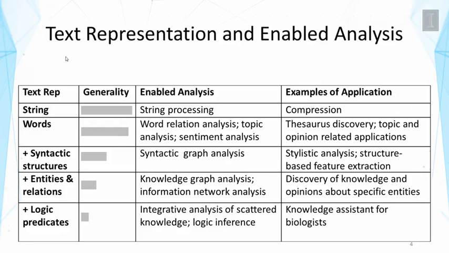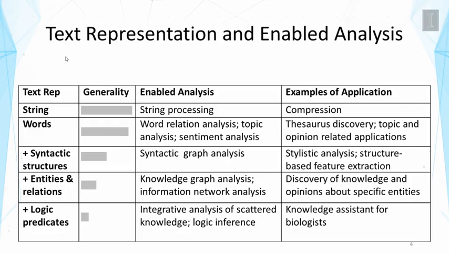So the first column shows the text representation. The second visualizes the generality of such a representation, meaning whether we can do this kind of representation accurately for all the text data or only some of them. And the third column shows the enabled analysis techniques. And the final column shows some examples of application that can be achieved through this level of representation. So let's take a look at them.